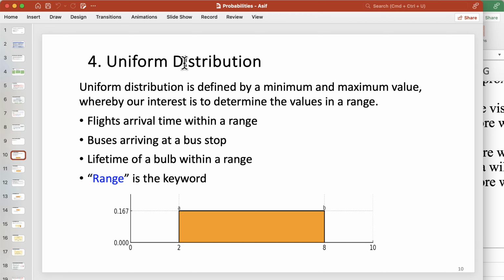Uniform distribution is a type of probability that's defined by a minimum and maximum value. These types of questions will always have a minimum and maximum value, and our interest is to determine the values in a range. So for example, a flight's arrival time within a range, buses arriving at a bus stop, lifetime of a bulb within a range. So range is the keyword in this one. And this type of probability will be in the shape of a rectangle.